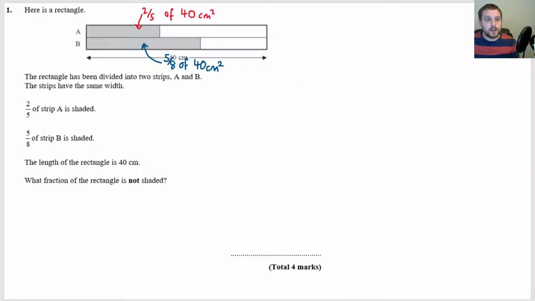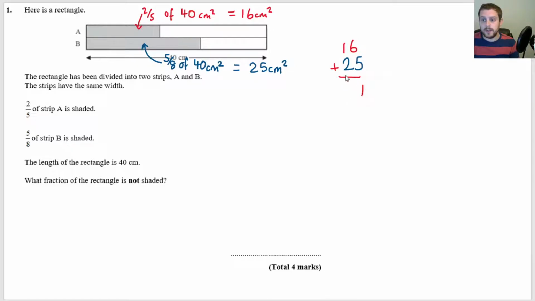What we can do is figure this out. 1/5 of 40 is 8, and 2 times 8 is 16, so this is 16 centimeters squared. 1/8 of 40 is 5, and 5 times 5 is 25, so this is 25 centimeters squared. If you add these up, 16 add 25, you're going to get the total shaded area.